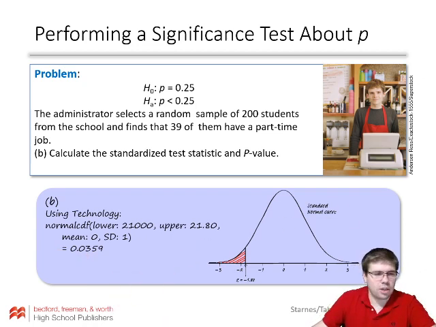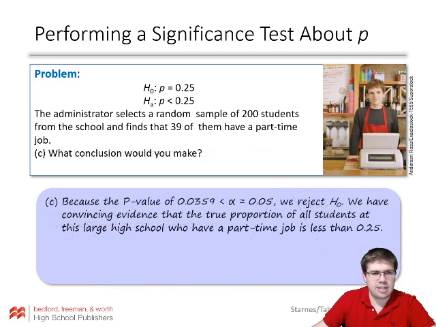And so what conclusion would we make? Because that p-value of 0.0359 is small, less than our significance level, we reject the null hypothesis. We say, yeah, that's really unlikely. If there really were 25% of students at this school, it's really unlikely that we would get a sample that low. So we reject that claim and accept the alternative. So we have convincing evidence that the true proportion of students at this large high school who have a part-time job is less than 0.25.